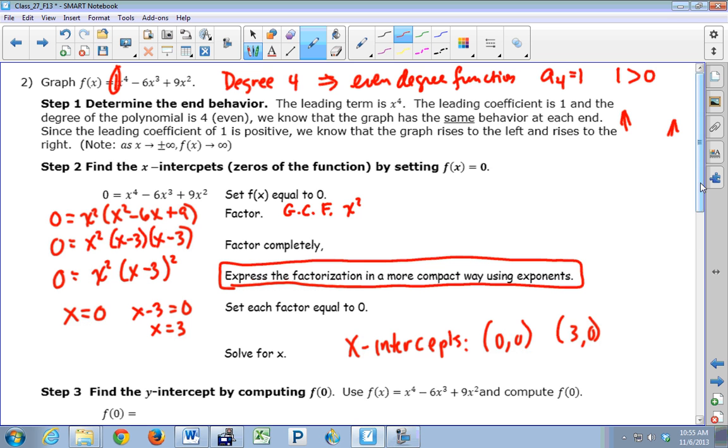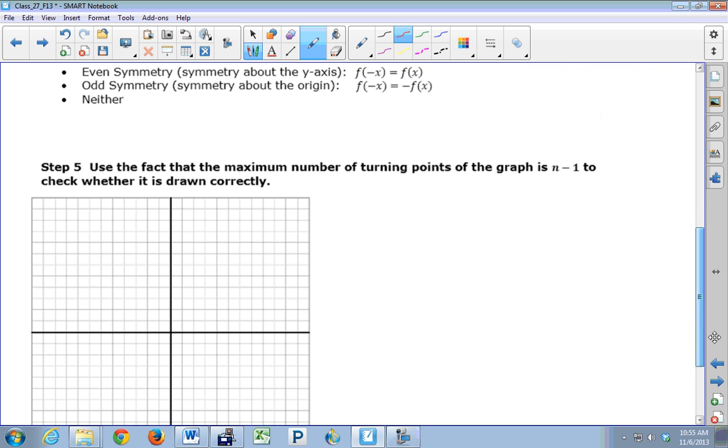So I'm going to go down to my graph right now, and I'm going to put a dot in at 0, 0, and a little dot in at 3, 0. The other thing I'm going to do is put my end behavior on the graph up here. I'm just going to put the 2 arrows going like that, because I know I have the same end behavior as I move to positive and negative infinity. So with that little bit of knowledge, I can already get that far.